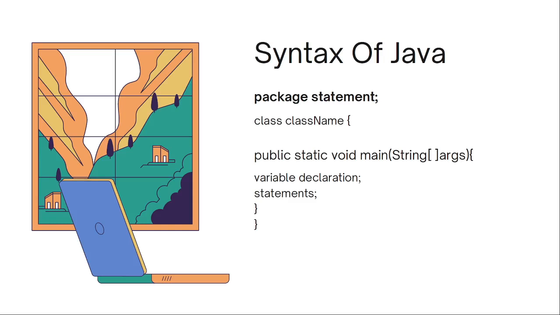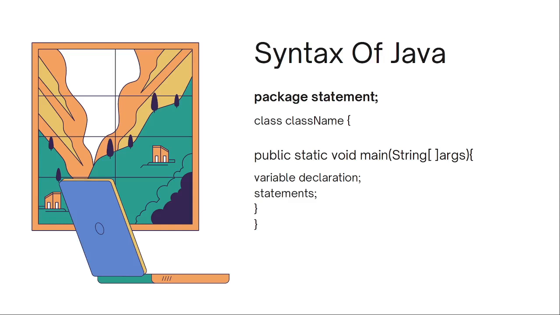And next we have public. Public is the access specifier. There are many more access specifiers like protected, private, default. We will learn about them in detail. Next is static. It's the keyword which is used for memory management. Next we have void. Void is a return type.